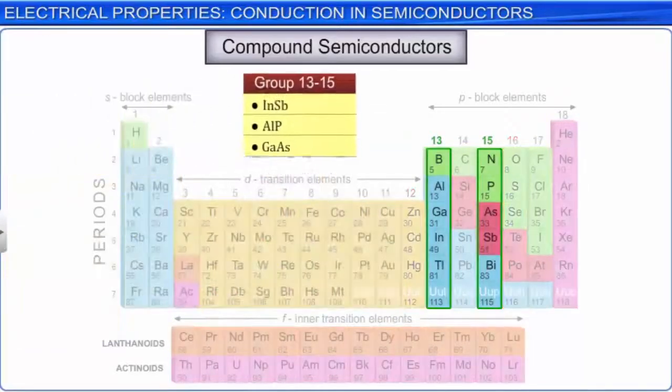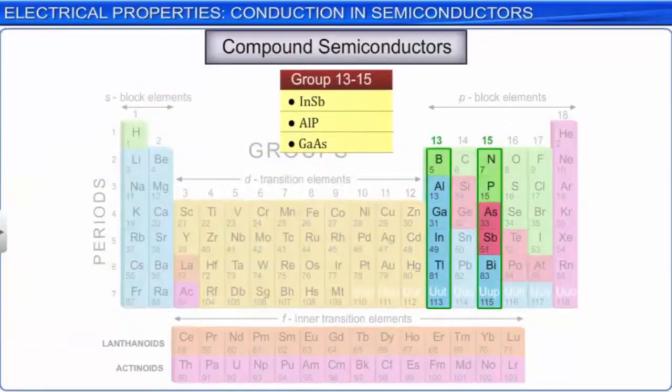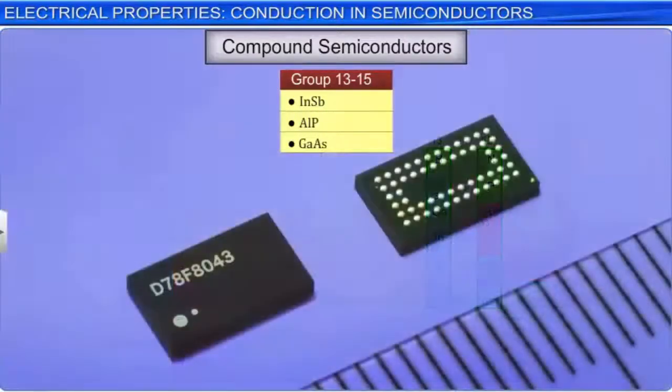Some typical compounds of groups 13-15, like indium antimonide, aluminium phosphide, and gallium arsenide, have revolutionized the design of semiconductor devices. Gallium arsenide has some electronic properties that are superior to those of silicon, which makes it an excellent material for space electronics.